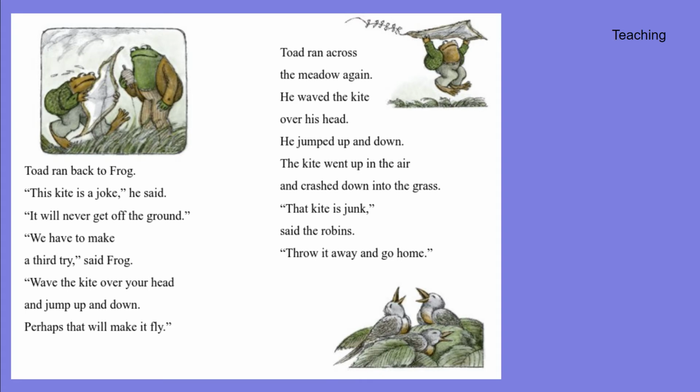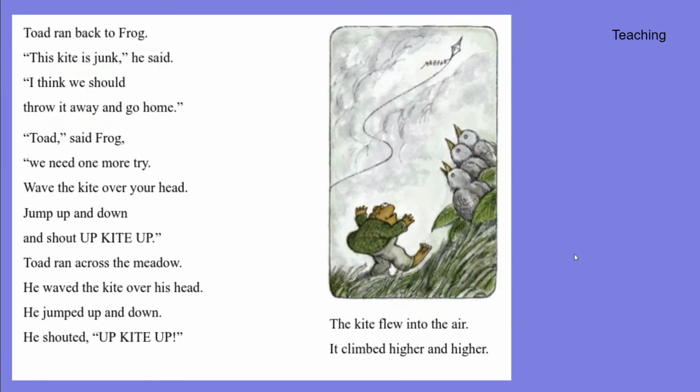Toad ran across the meadow again. He waved the kite over his head. He jumped up and down. The kite went up in the air and crashed down into the grass. "That kite is junk," said the robins. "Throw it away and go home."